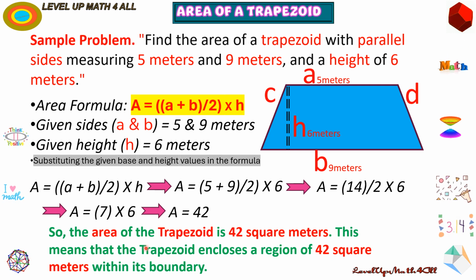So that means the trapezoid encloses a region of 42 square meters within its boundaries. As I mentioned, the boundaries are here. The region which we measured with side A as 5 meters and side B as 9 meters and a height of 6 meters, and the overall area is 42 square meters.